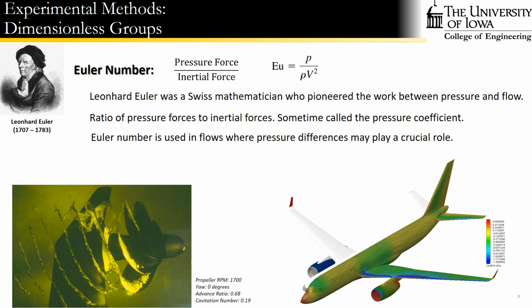The Euler number is the ratio of pressure-based forces to inertial forces, defined by P, our reference pressure in this case, over rho v squared. This is important in cases where we may have, for example, cavitation. The cavitation number is an Euler number. It's also used to represent dimensionless pressures for things like aerospace structures, which are then used to calculate lift.